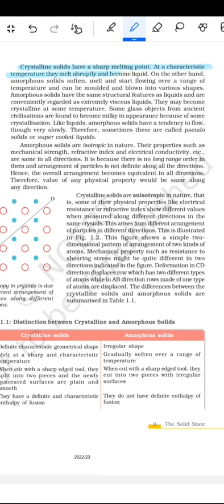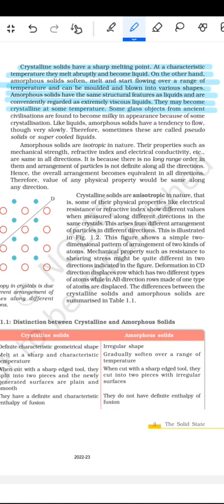NCERT says that crystalline solids have a sharp melting point at a characteristic temperature. They melt abruptly and become liquid. On the other hand, amorphous solids soften, melt and start flowing over a range of temperature, and can be molded and blown into various shapes. Amorphous solids have the same structural features as liquids and are conventionally regarded as extremely viscous liquids. They may become crystalline at some temperature.